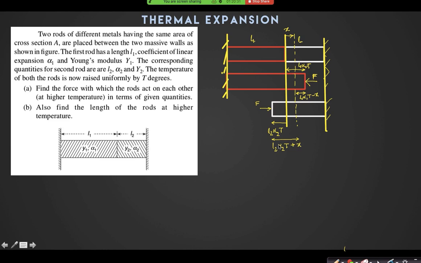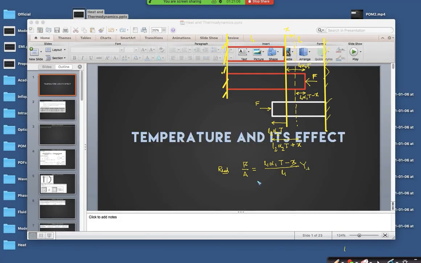Can I say that the stress for the red color rod is F by A, that is equal to delta Y L, L1 alpha 1 T minus X divided by L1 times Y1.